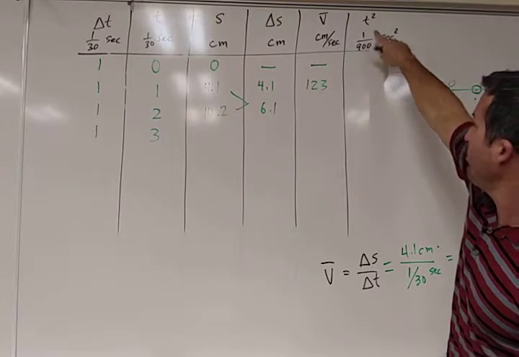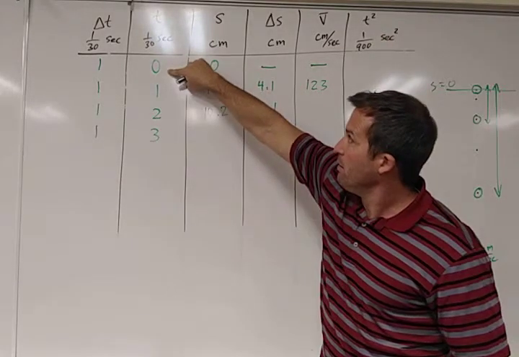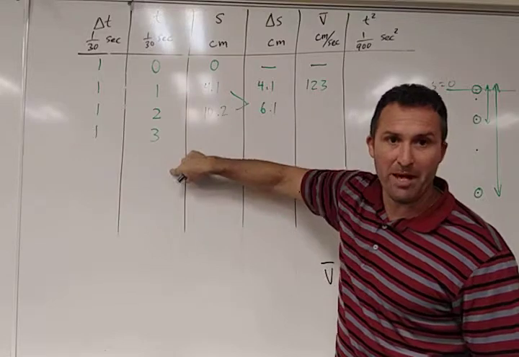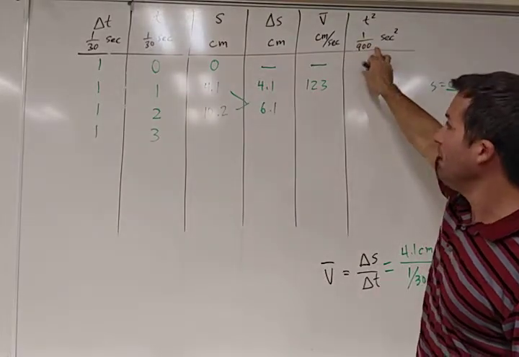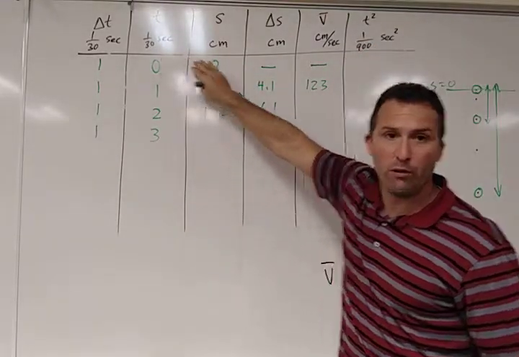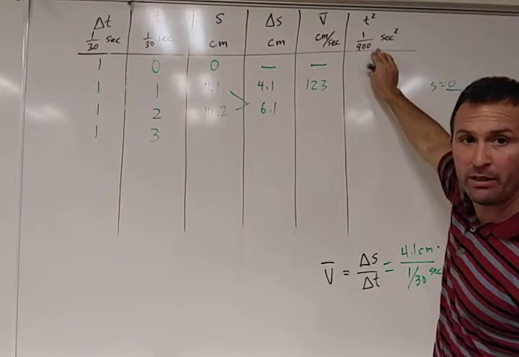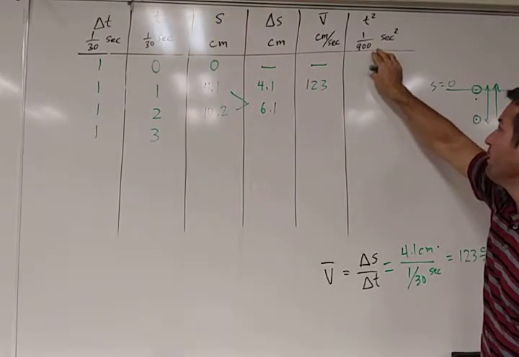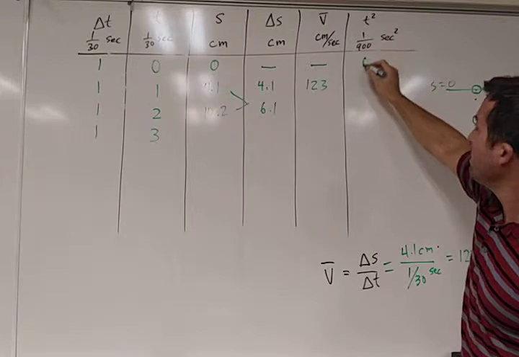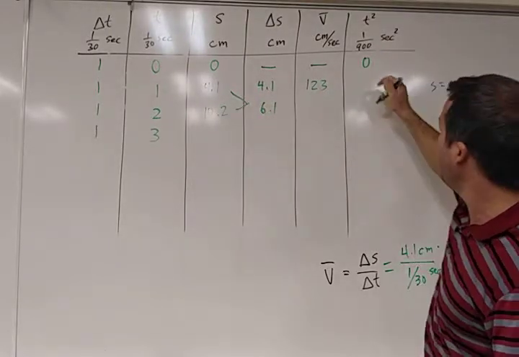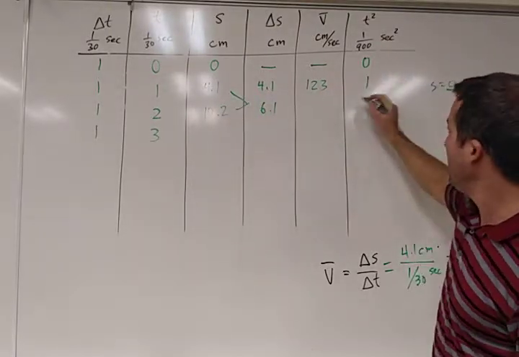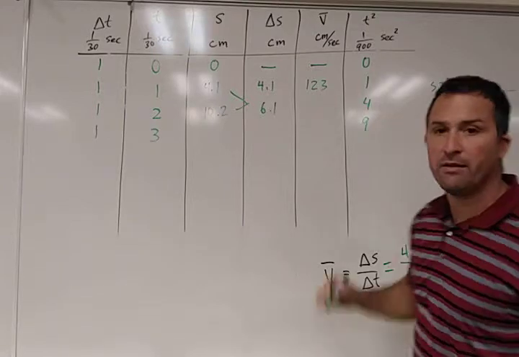Finally, for this last column, we're just going to take the value of time and square it, and the units have been squared. 1 over 30 seconds squared is 1 over 900 seconds squared. And so this would be 0, 1 squared, 2 squared, 3 squared, etc.